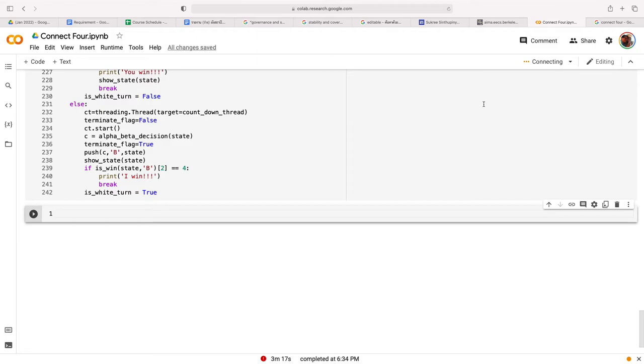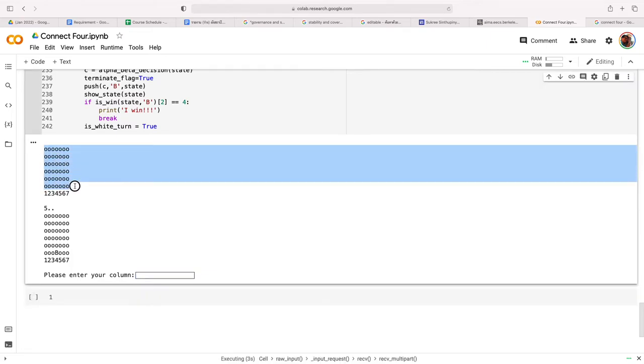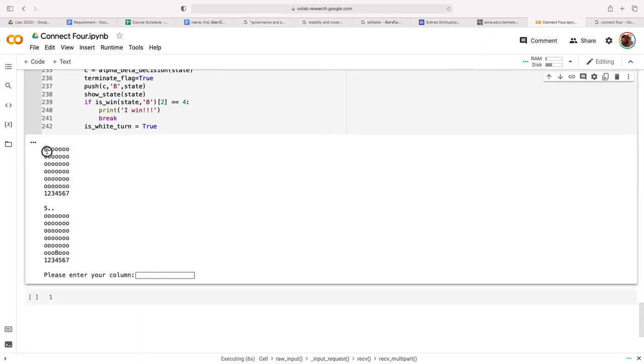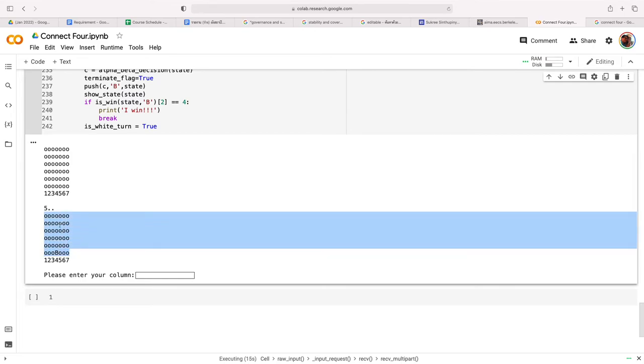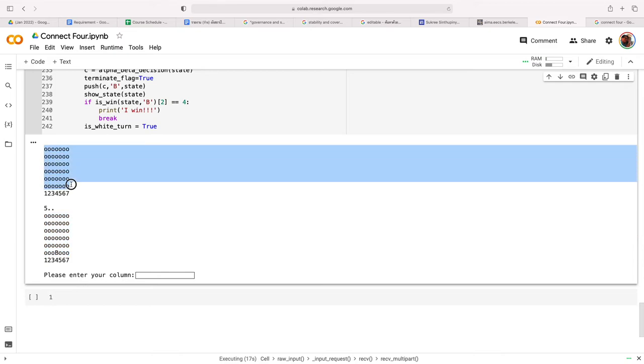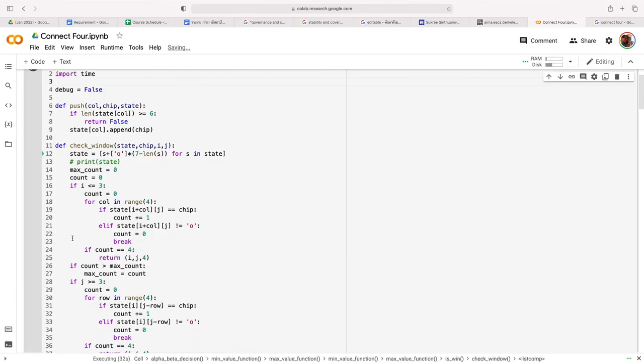Now we are human and we play against the computer. It will start soon. This is all of the space; all of the board is empty. To make it easy, if the computer starts, I force it to push a black one into the middle column, that is four. So it is our turn. I will choose one.